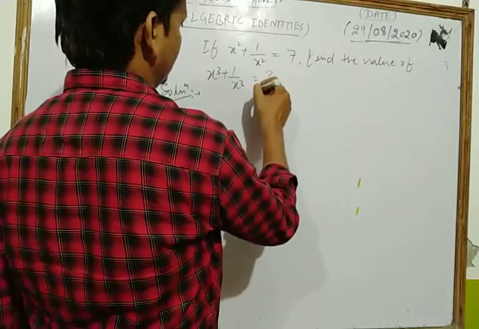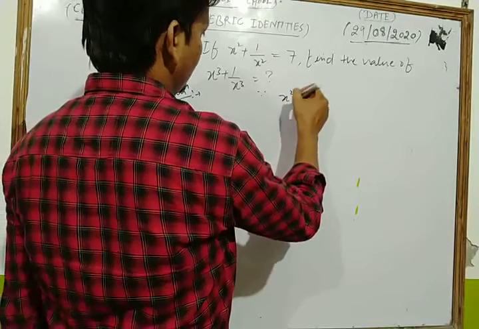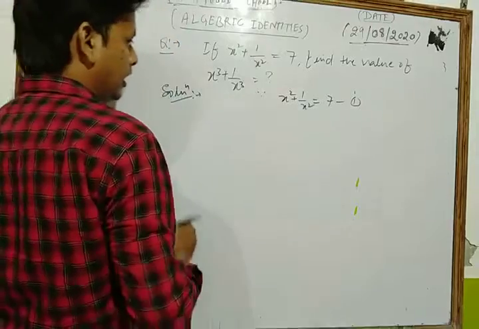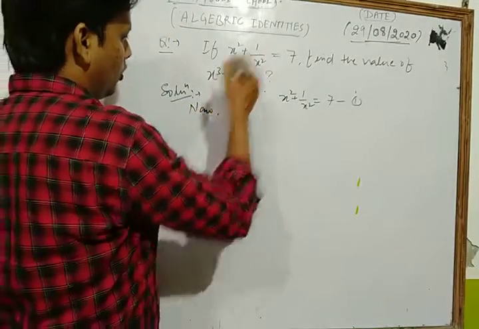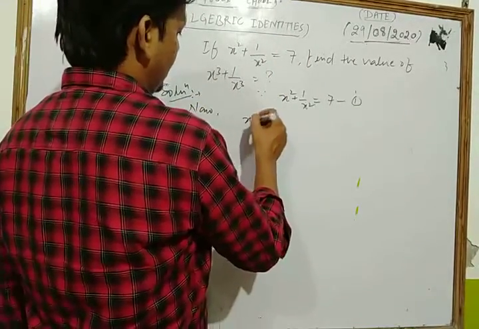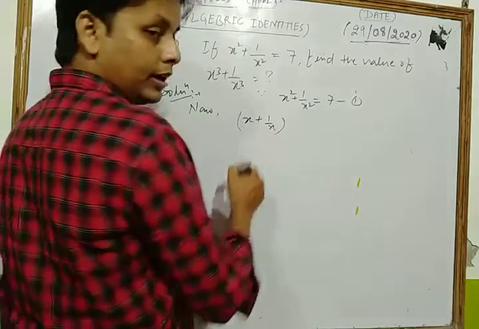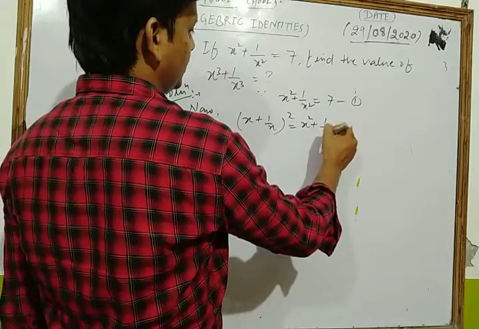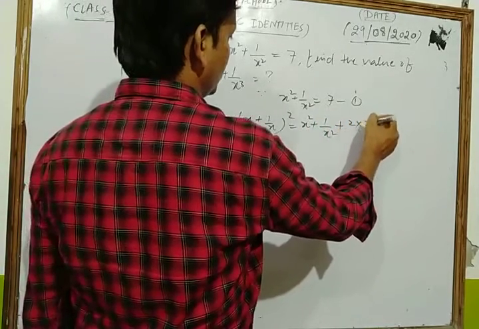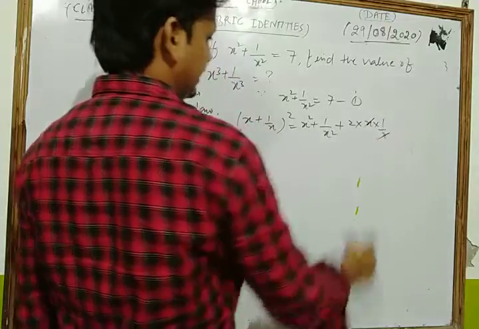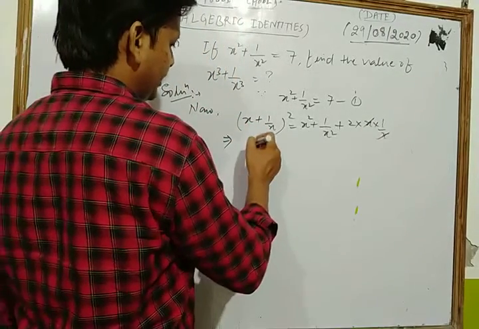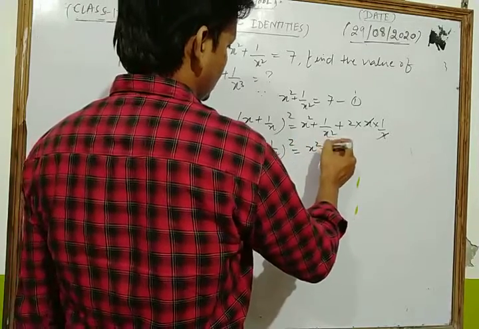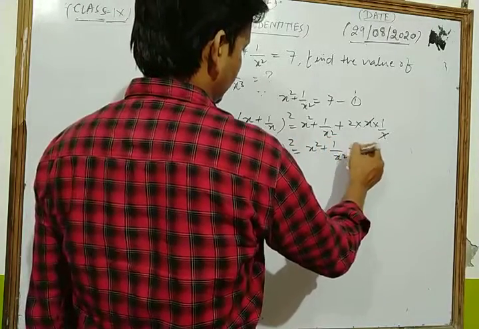Since we have x square plus 1 upon x square is equal to 7, take this as equation number 1. Now, we know that (x plus 1 upon x) whole square is what? The value of (a plus b) whole square is a square plus b square plus 2 into a into b. The x cancels, so we have (x plus 1 upon x) whole square equal to x square plus 1 upon x square plus 2.